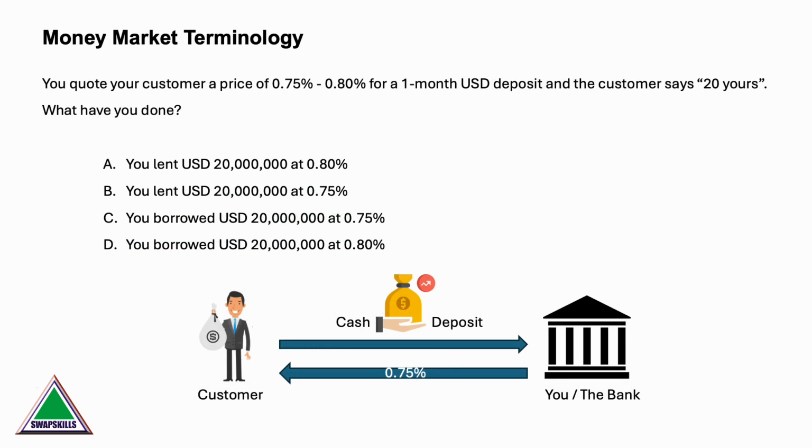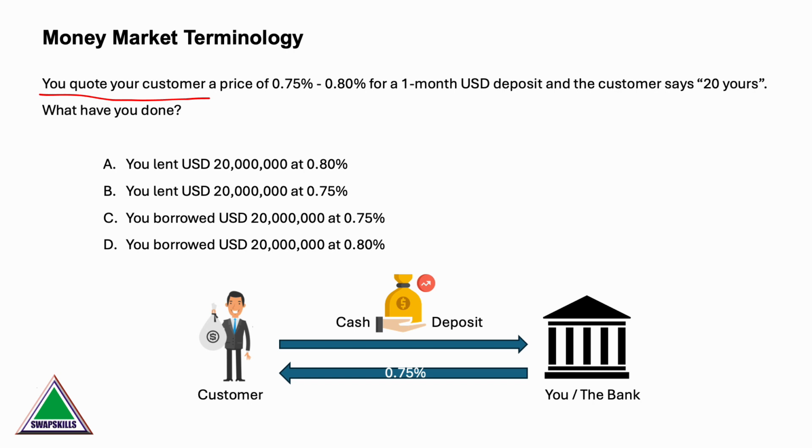Quick question here on money market terminology, just to show the importance of thinking about what's happening to the cash and figuring out if you're a price maker or price taker. It starts off with 2 keywords. You quote your customer. 4 keywords. You quote your customer, so you're a price maker.